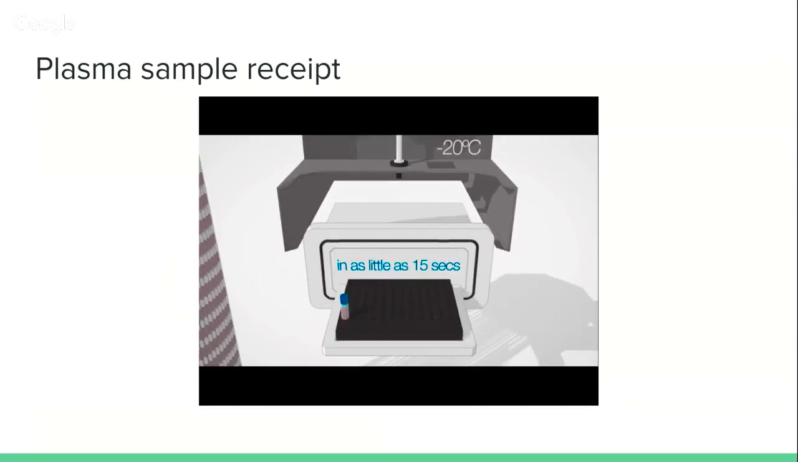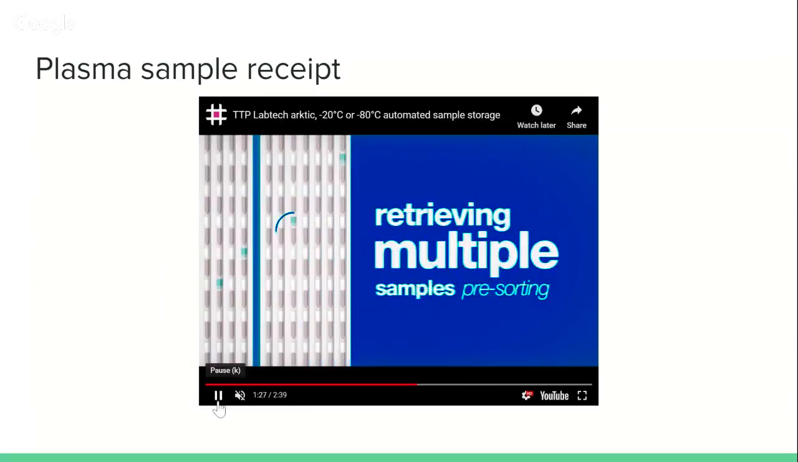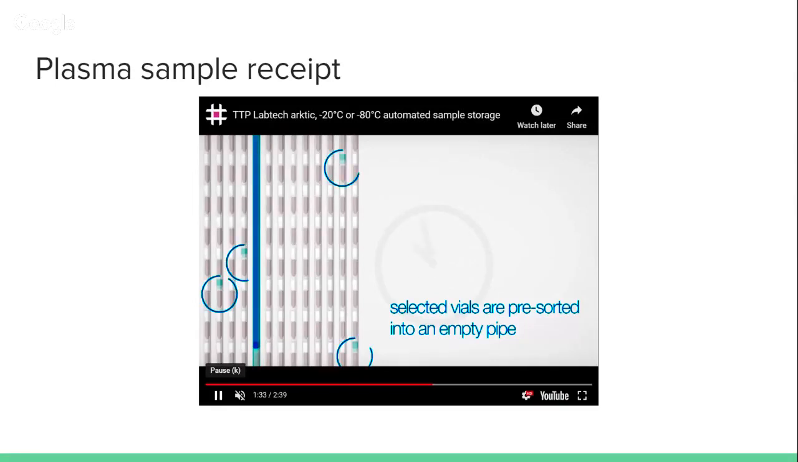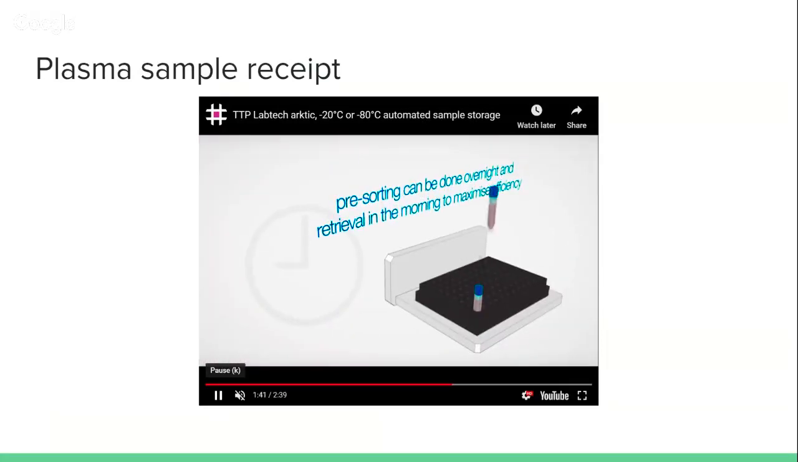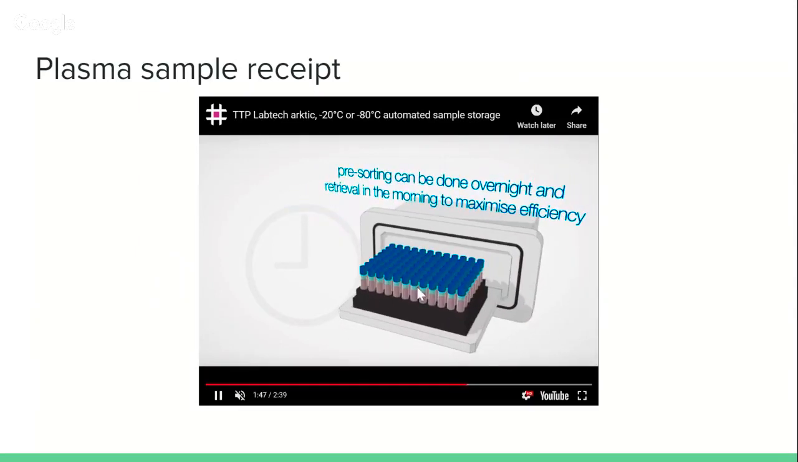What's important about this is, here it says in as little as 15 seconds, that it scales very well, meaning you can have hundreds of thousands of tubes, and if in your next batch you want to use exactly 96 of those hundreds of thousands, then you just give the list to the machine, and the machine will tell you, here they are, here's the rack of the tubes that you want.